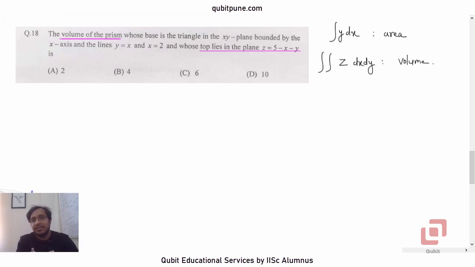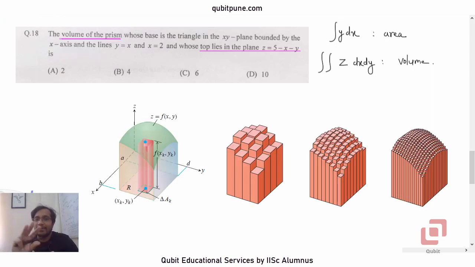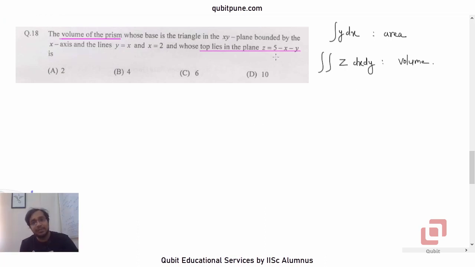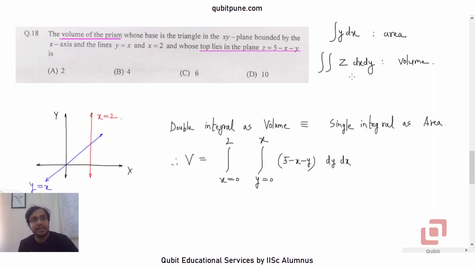If you open any standard calculus book like Stewart or Thomas calculus, then you'll actually find very nice visual representations of how the double integral actually gives us the volume. That's integration basically. Okay, so we know the z, we know the integrand, that is 5 minus x minus y. Now let us talk about limits. Limits are again very simple. They have given us the x-axis, the lines y equal to x and x equal to 2. Okay? So double integral as a volume is single integral as area. That's what I was talking about.